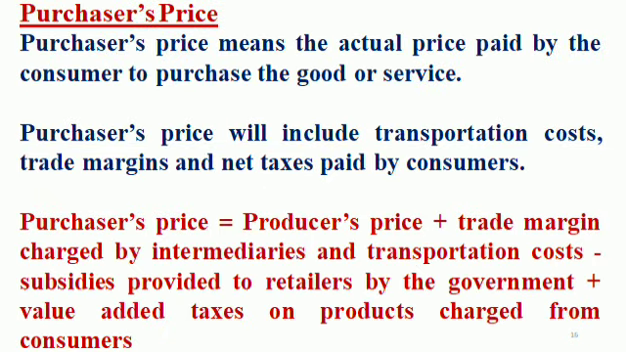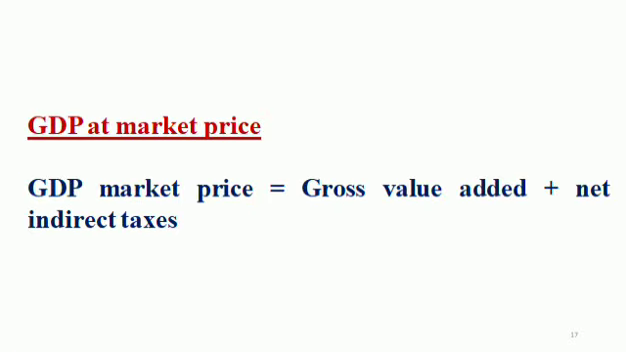The purchaser's price is the price paid by the consumer. So the purchaser's price would be producer's price plus trade margin charged by intermediaries, transport costs, any value-added taxes on products charged from consumers minus subsidies provided. How do we get GDP at market price? That is gross value added plus net indirect taxes. Gross value added will be at basic price.